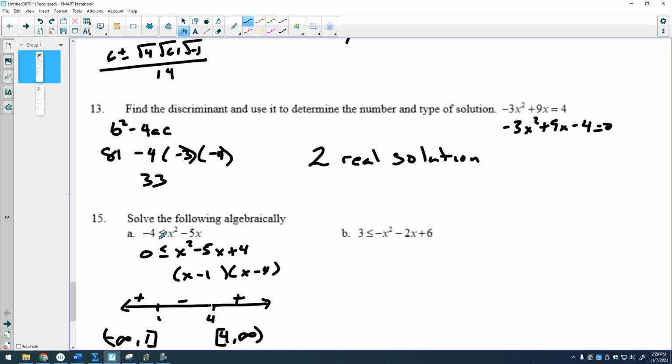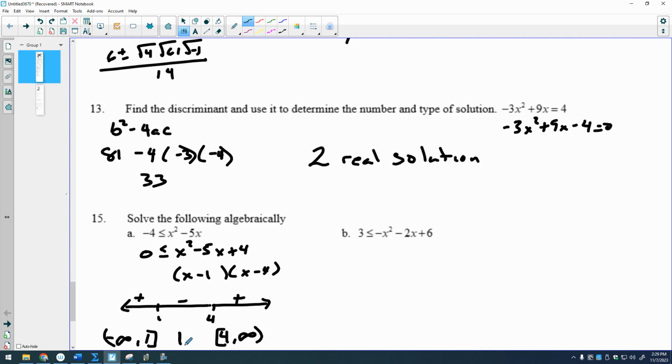All right, so do we see that? Since that is an equal to, it is greater than or equal to, I want to know where it is positive or 0. And it's 0 at 1 and 4, and it's positive out here. I can't include the infinity, so I won't have a bracket on the infinity. It'll just be a parenthesis.